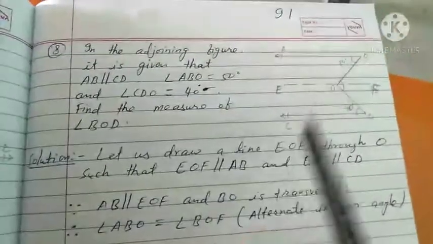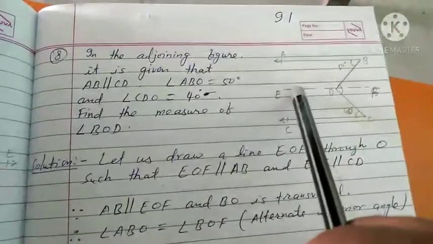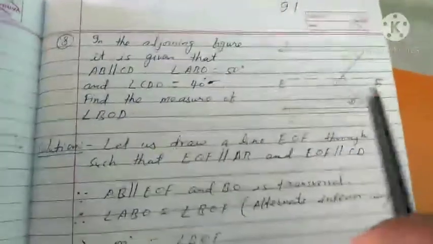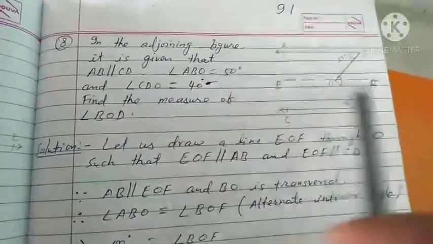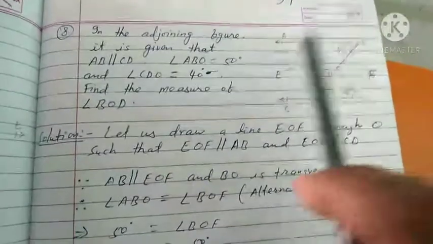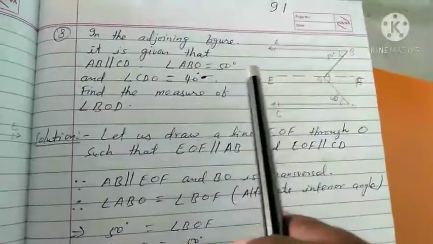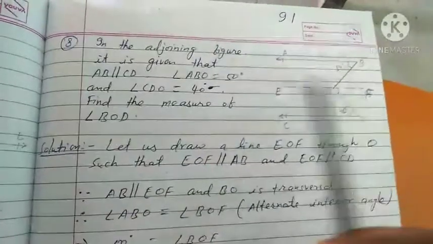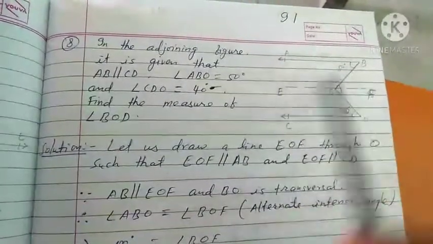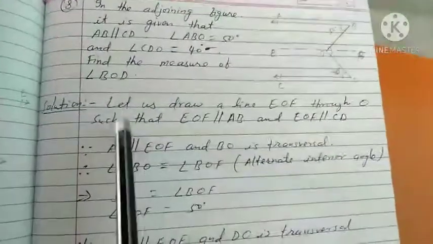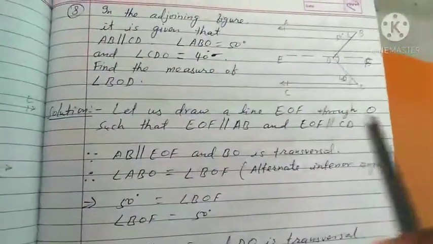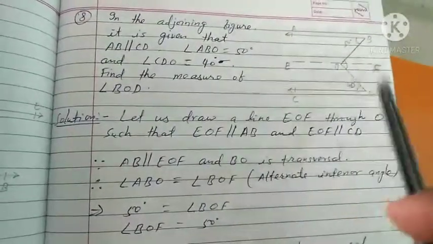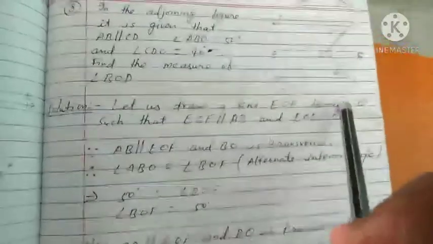To solve this question, we need to draw a line passing through O. We need to draw EOF passing through O, and it should be perpendicular, or rather, this is actually a parallel line, not a perpendicular line. It has to be parallel to both AB and CD, right? So first let us draw a line EOF through O such that EOF is parallel to AB and EOF is parallel to CD. Okay.